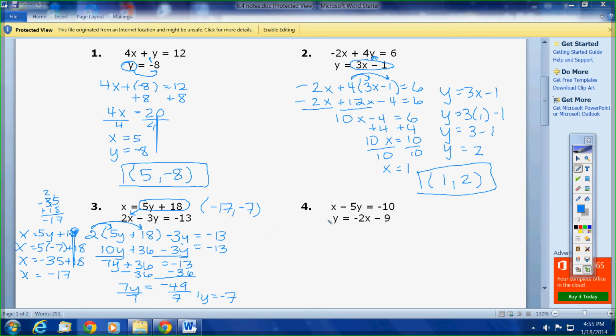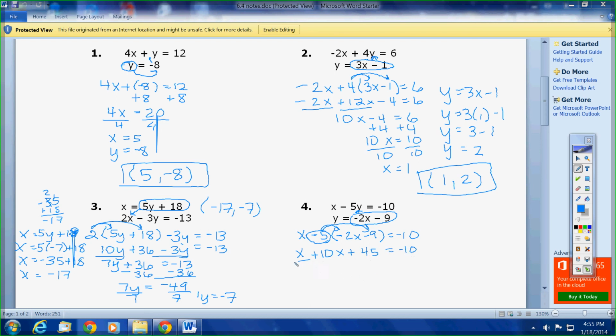Example number 4. We've got y equals 2x minus 9. That means this amount, negative 2x minus 9, is going to go in for the y value. So I get x minus 5 times, parentheses, negative 2x minus 9 is the substituted value, equals negative 10. We are going to have to distribute the negative 5 through. Remember, we take the 5 and the sign in front. So x is going to be positive 10x and positive 45, and that's going to equal negative 10.